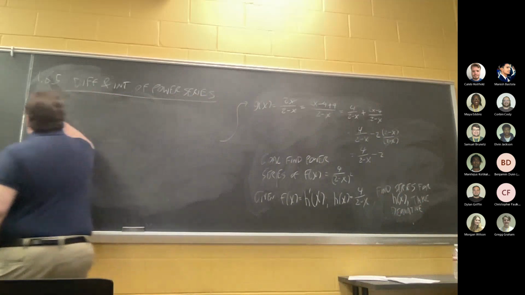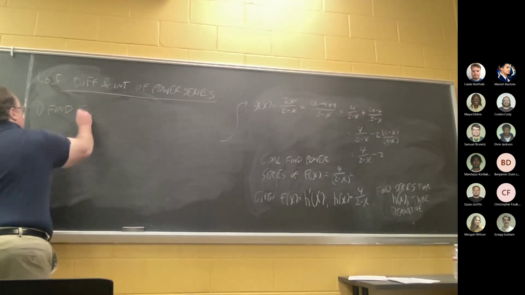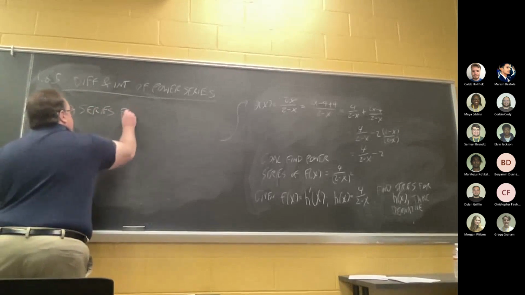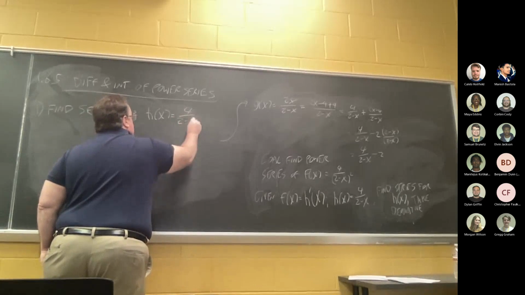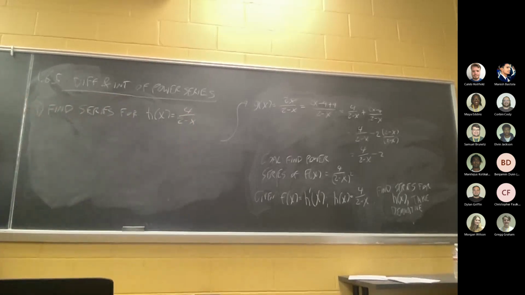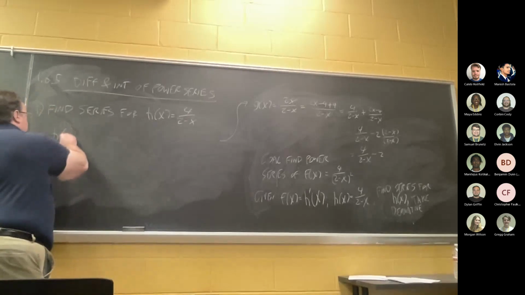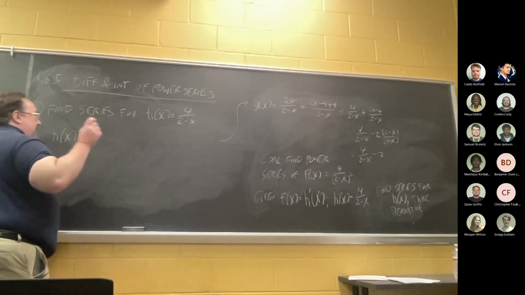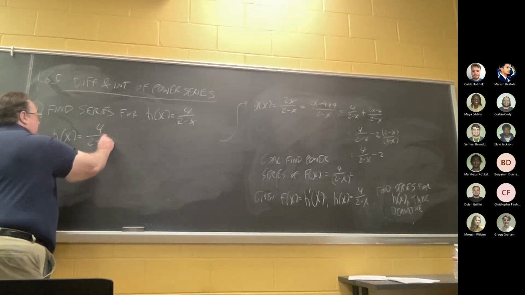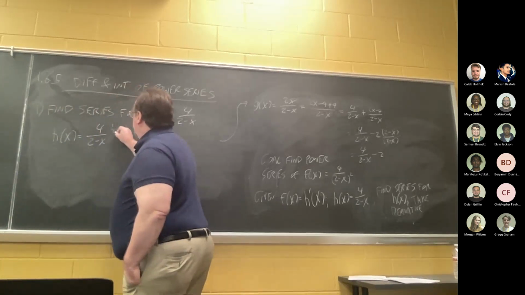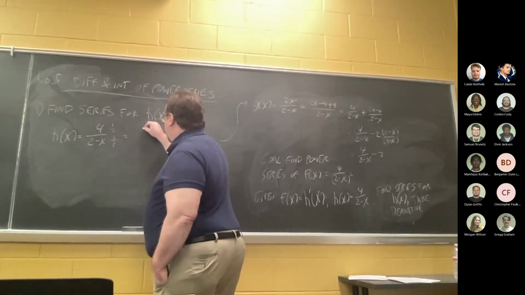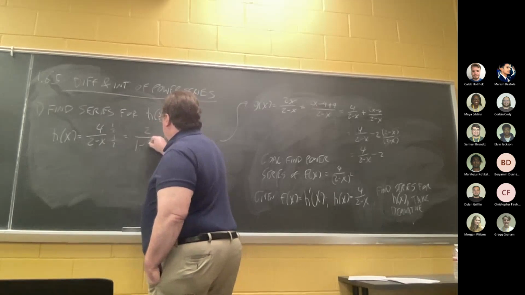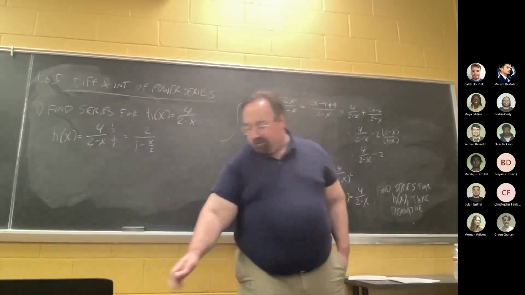Okay. So the first thing to do, find a series for this function, h of x equals 4 over 2 minus x. And this we know how to do from before because we can relate it to a geometric series. But I want to write it that way where I have 1 minus something in the denominator. So I can divide top and bottom by 2, just to make sure I get a 1 there. So it's 2 over 1 minus x over 2.